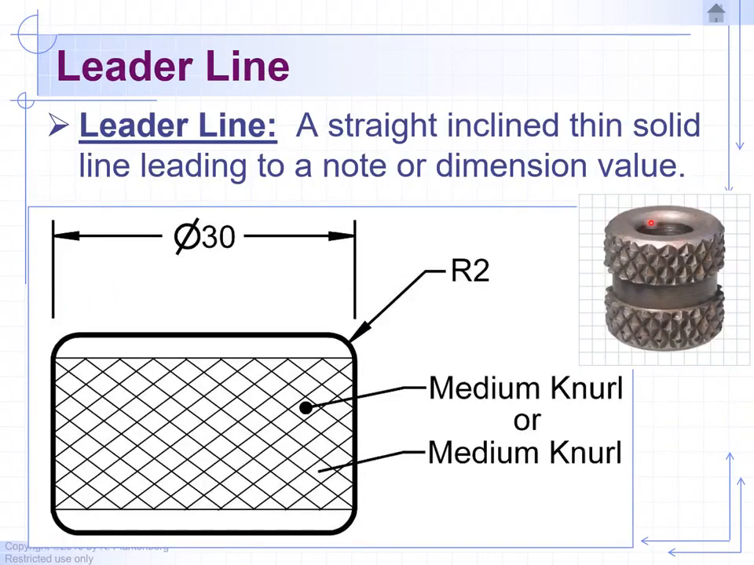Okay, so here we have a knurled bushing. We have an overall diameter of 30 units. So diameter, 30 units. You can see it's cylindrical in shape. 30 units in diameter. And it's rounded off on the edges with a constant radius of 2 units.